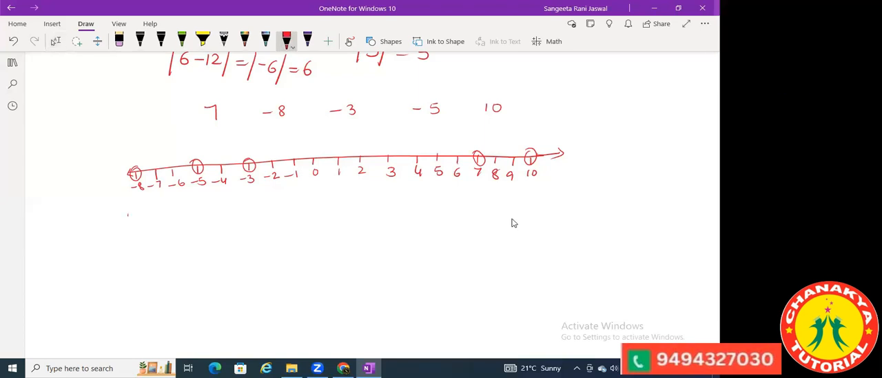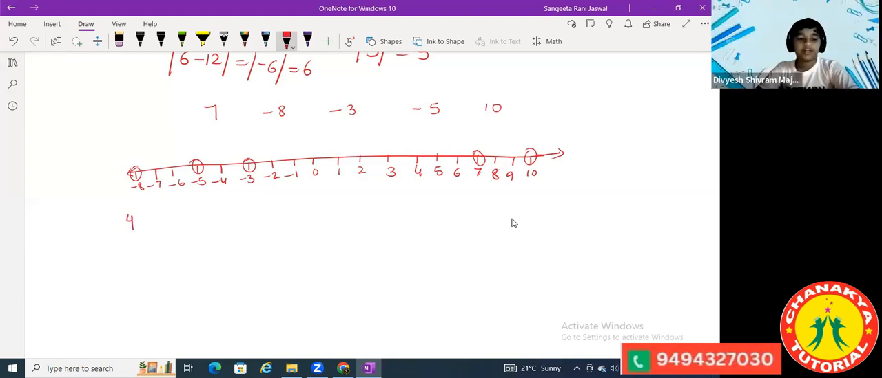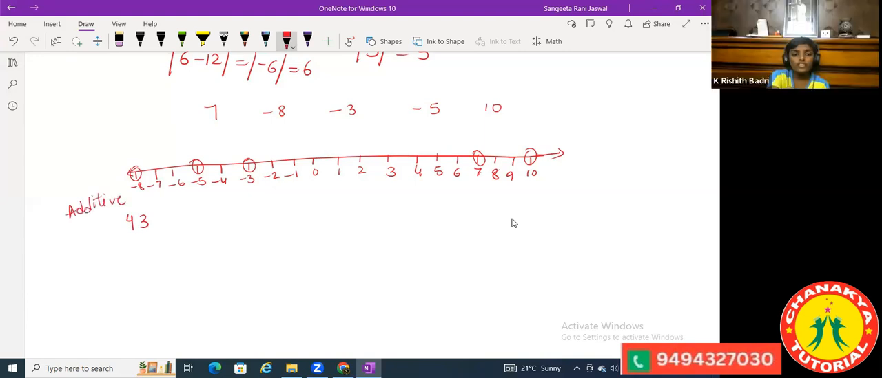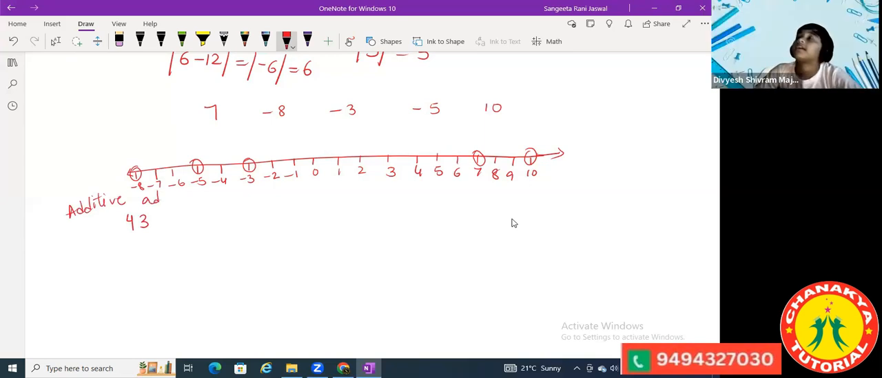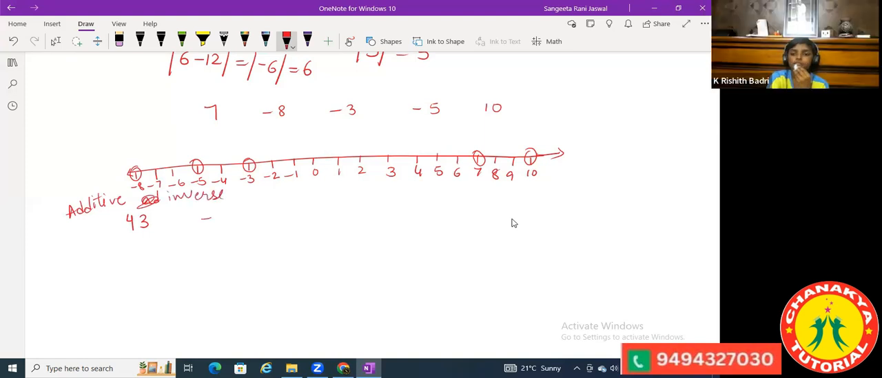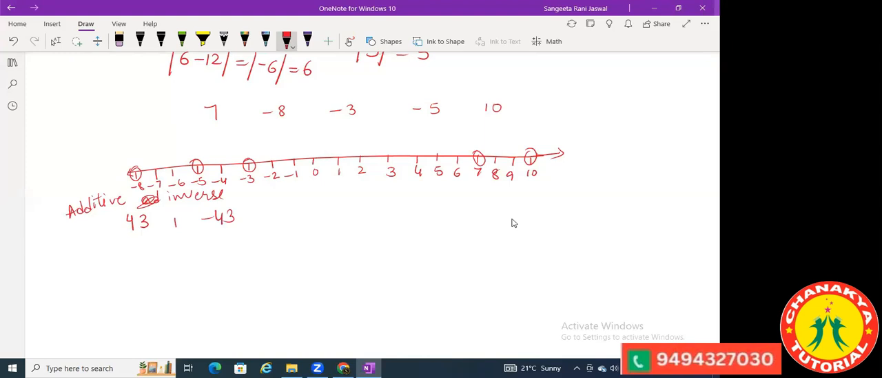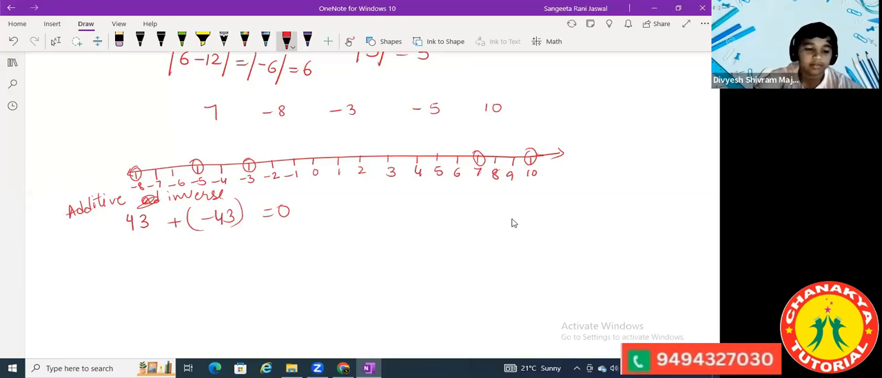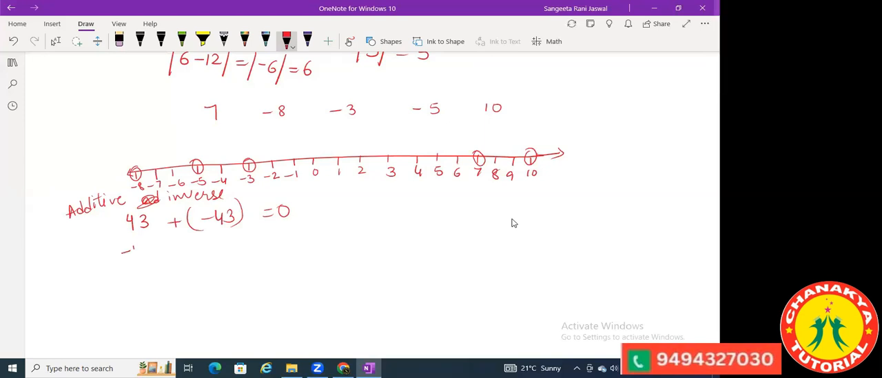Now tell me what is the additive inverse of 43. Ma'am, minus 43. No, everyone should not say it like this. I will ask you. Now you have already said minus 43, so when I add these two numbers, I get? We get 0. Now, no one will say. Only the one person I'm asking will answer.